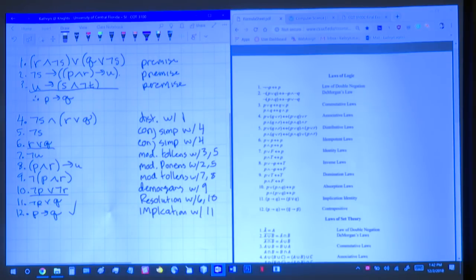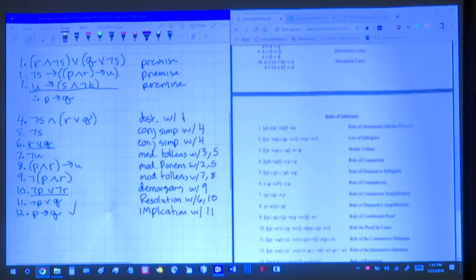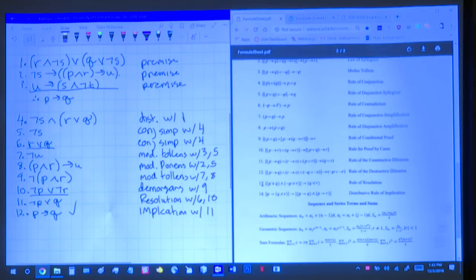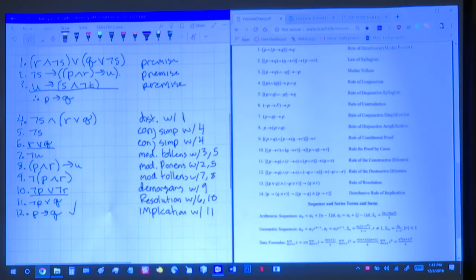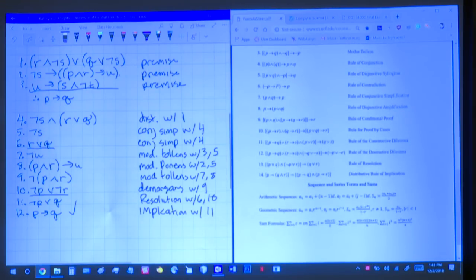Yes. I missed it, but where did the rule of resolution come from? It's one of our rules of inference right here, number 13, which basically says if you have P or Q and not P or R, you can simplify that to Q or R. Does anyone else have any questions? I'll post all the solutions, by the way, right after the session.